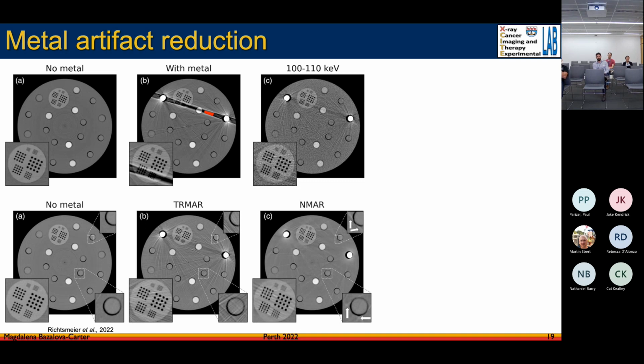But when we look at only the 100 to 110 kV image, and again, we can do that with our photon counting CT, even though there are still some artifacts, they're much reduced, right? This image is much nicer. You can see much better what's in between the two screws.